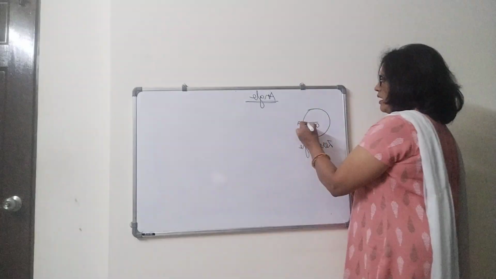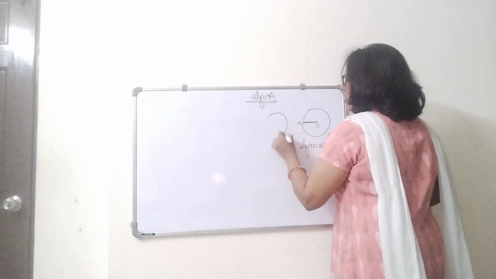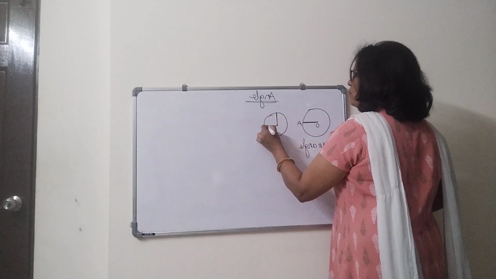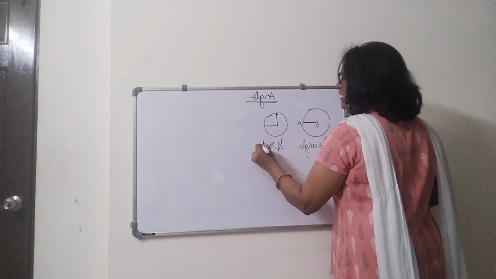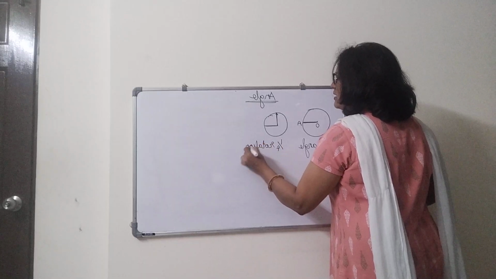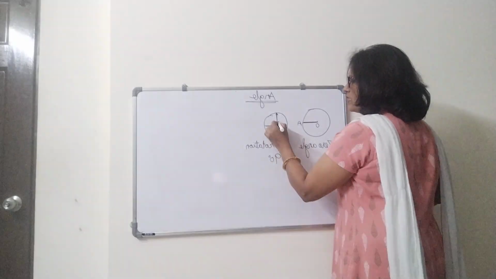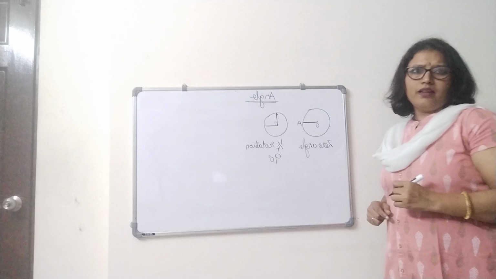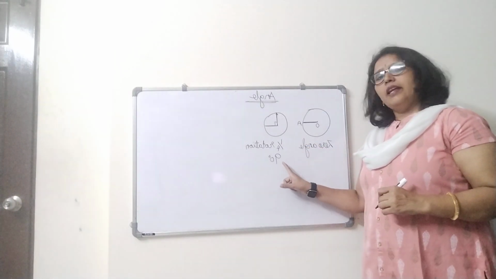When this line rotates a 1/4 rotation, this is the 1/4 rotation. At that time the angle formed is called a 90 degrees. So this angle formed is called a 90-degree angle, or right angle.